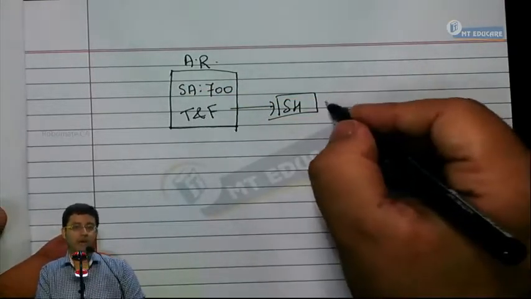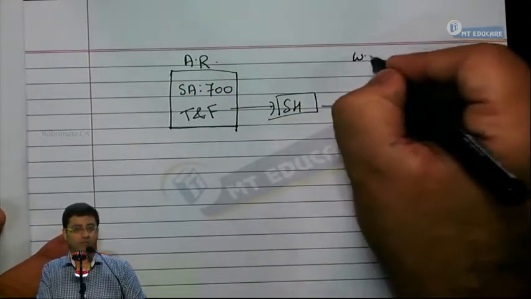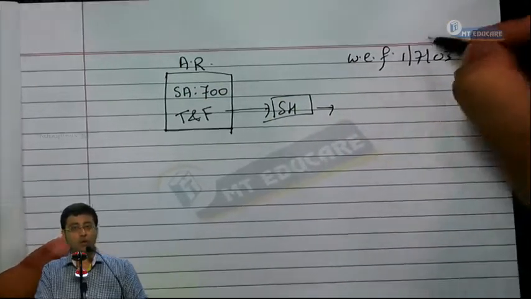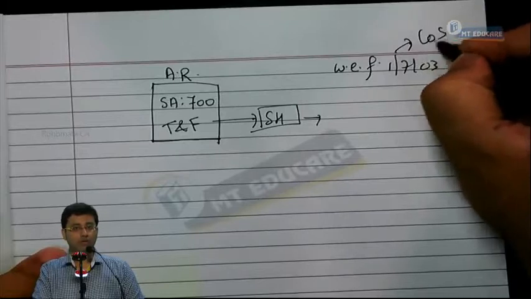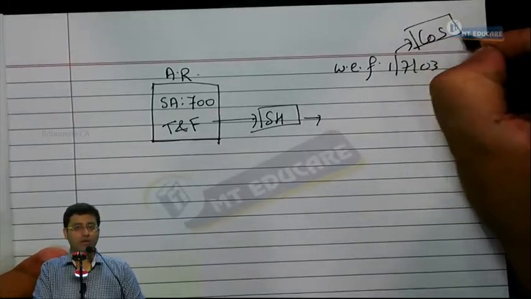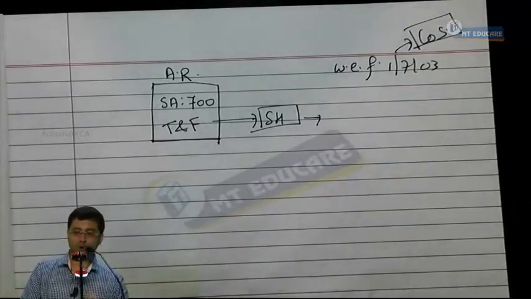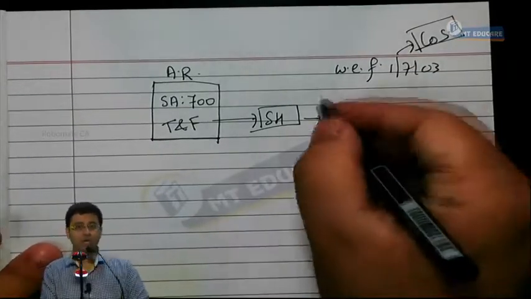So then what happened, with effect from 1st of July 2003, only for companies: suppose you are appointed as an auditor of a company, you had to prepare a Companies Auditor's Report Order, which is popularly called as CARO.